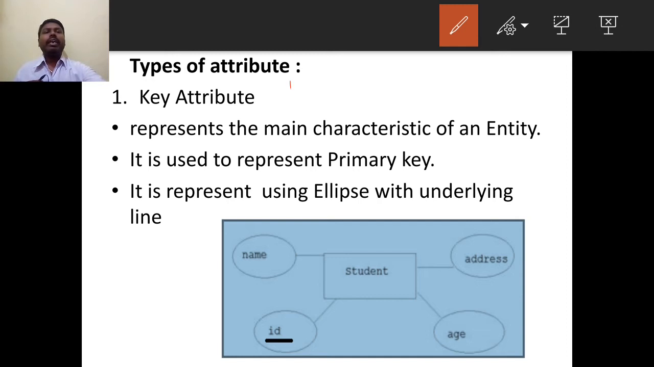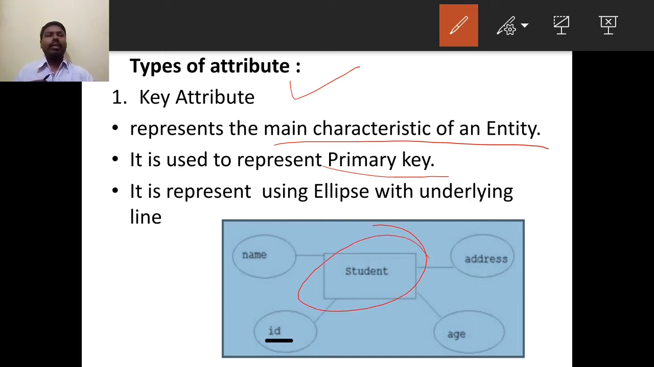The first one is the key attribute. What is a key attribute? It represents the main characteristics of an entity, and it is used to represent the primary key in a table. We can take one small example so that you can understand. A student is an entity. For the entity, name, ID, address, age: these are the four attributes.